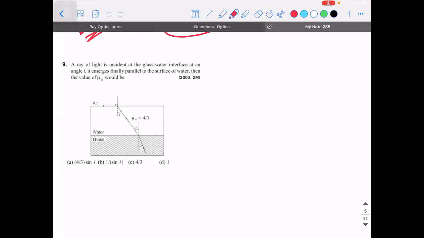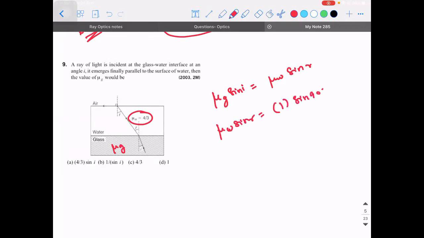So a ray of light is incident at a glass water interface at an angle I. It emerges out finally parallel to the surface of water. The value of mu g is. So mu g means refractive index of glass. Mu w is the refractive index of water. So mu g into sin I is equal to mu w into sin r, correct? Similarly, mu w into sin r is equal to 1 into sin 90 degrees.